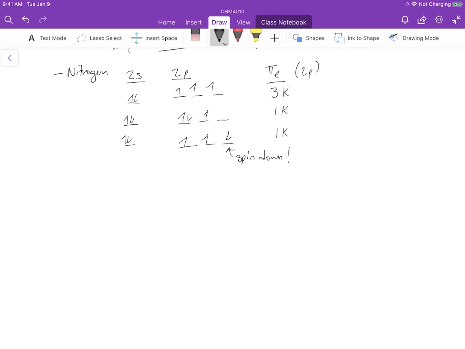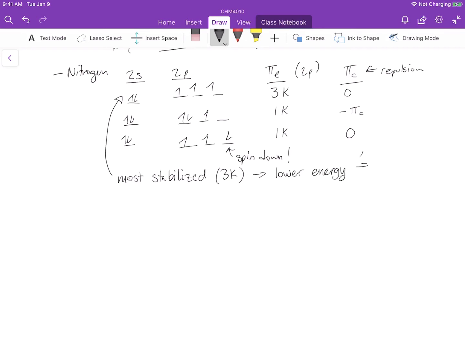The one other thing is that in this case we actually also have repulsion. So remember, pi c is our repulsion. In the first one there are no paired electrons, so we have 0. The second one we have 1, so we have minus pi c. And the last one we also have 0. So this now again tells us that the top one is the most stabilized, so 3K. And remember, stabilized means lower energy. And so that is why that's our ground state.